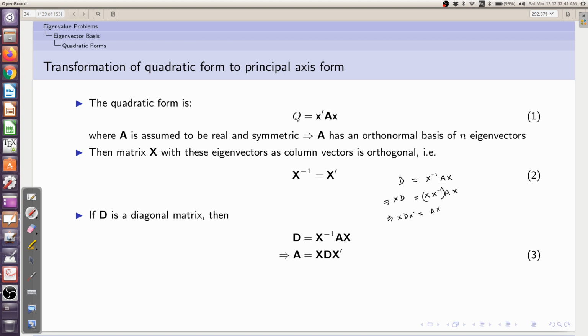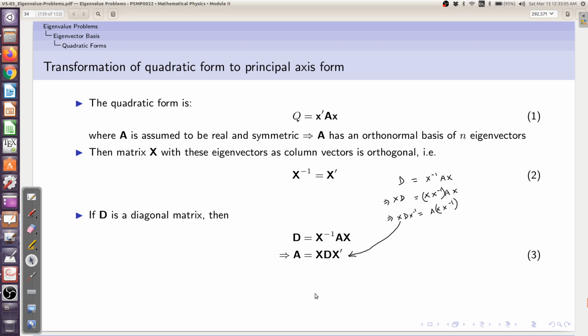Now we post-multiply with X inverse. Then this again is going to be the identity matrix, and as a result we get A is equal to X D X inverse. Of course there is an inverse because it's orthogonal, so this X inverse is going to become X transpose, so X D X transpose. Then we insert this A over here, so we have x transpose, capital X D capital X transpose, x. This is how the quadratic form looks using a diagonalized matrix.